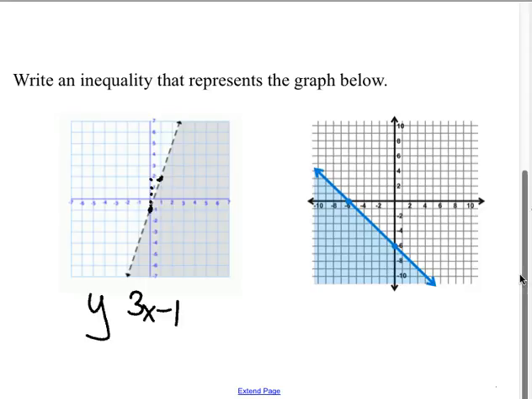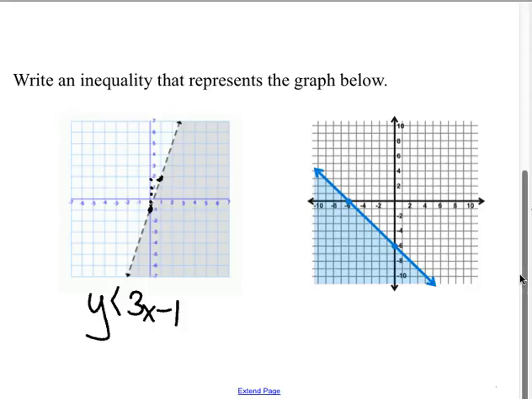So here I see the graph underneath my line. So underneath my line would be less than. And then it is a dashed line, so it does not get the or equal to piece, okay? This one I just have to leave as is.